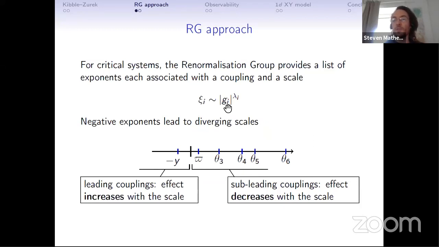And we see immediately that if this lambda_i is negative, then setting g_i to 0 produces a very large scale. So these g_i couplings are basically the distance to the critical point. So what happens is that for the negative exponents, we produce infinite scales if we really go to the critical point, and for the positive exponents, when we go to the critical point, we produce vanishing scales.